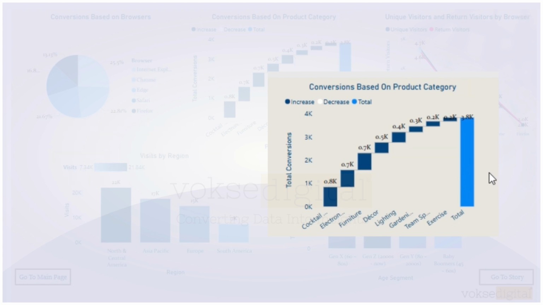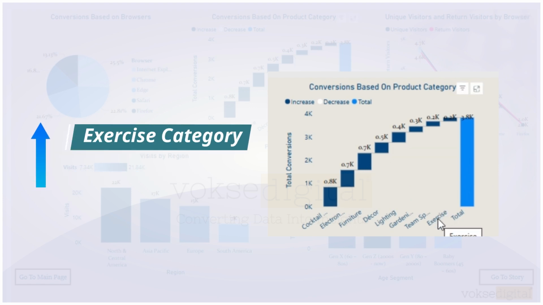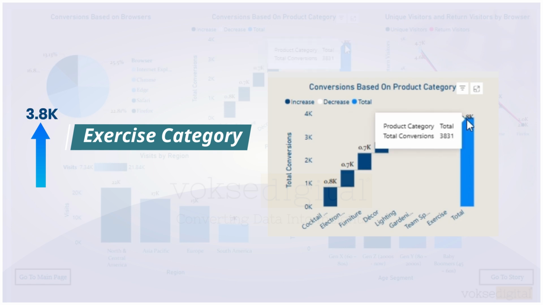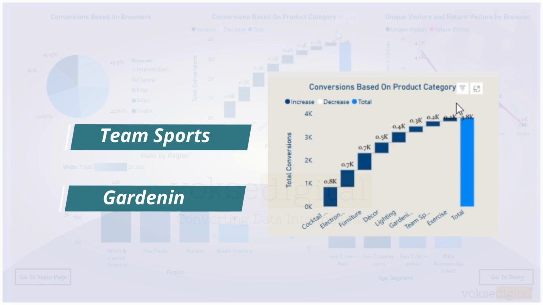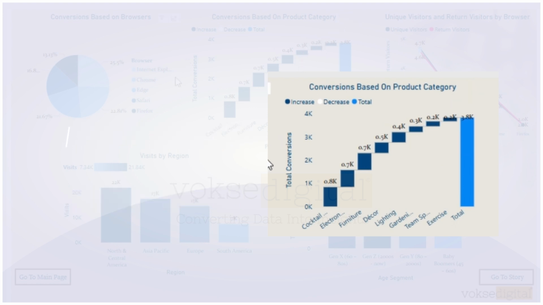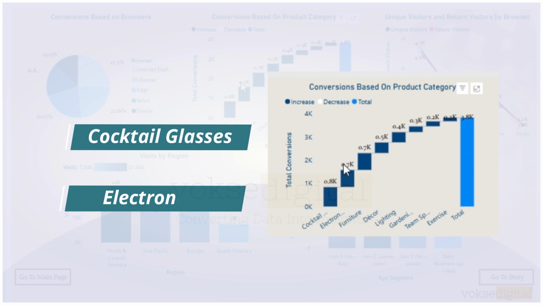We can instantly see that the exercise category leads in conversions, reaching close to 3.8K, followed by team sports and gardening with moderate contributions. On the other hand, categories like cocktail glasses and electronics have fewer conversions, indicating potential areas for growth or targeted promotions.